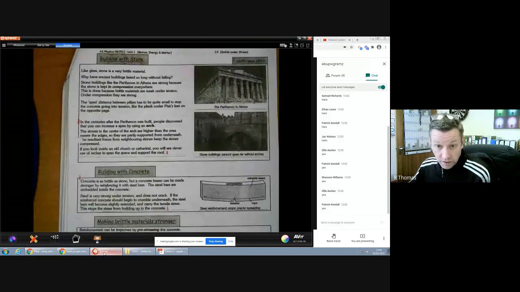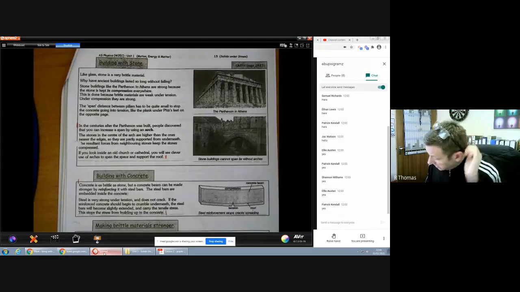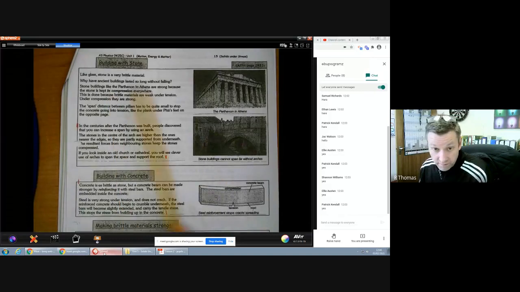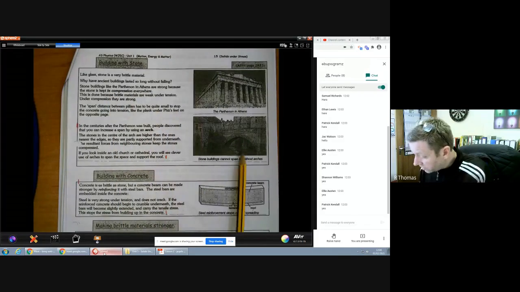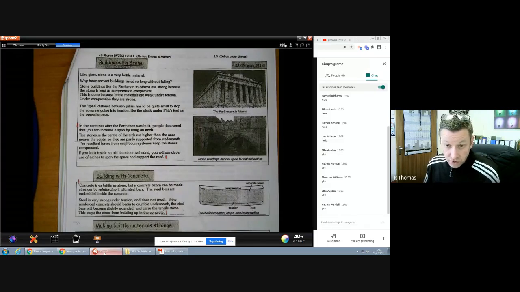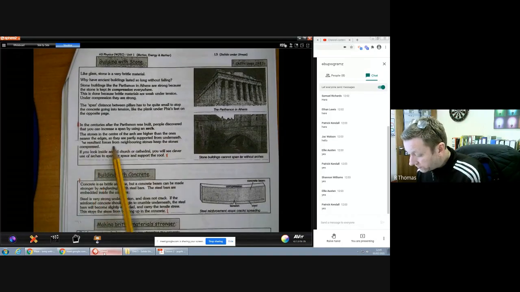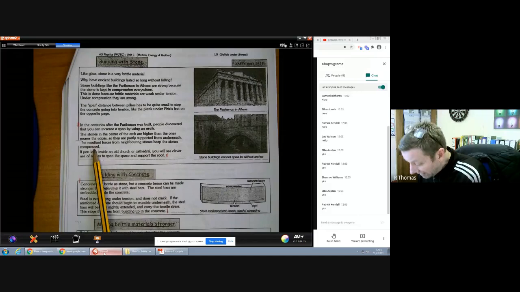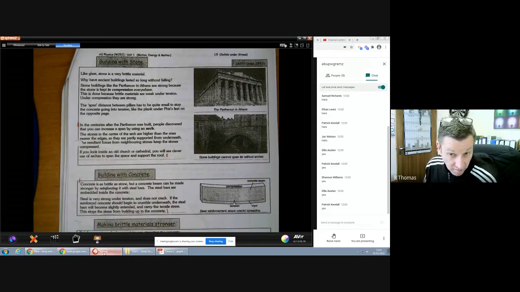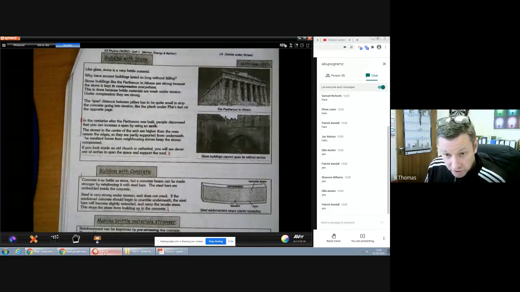Just wanted to quickly talk about the arch structure that I mentioned to you earlier. This is very much worth reading in your own time. You'll see a lot of arches in old buildings like cathedrals, churches, old bridges, and that's to do with the compression force that we spoke about earlier. It says the stones in the center of the arch are higher than the ones nearer the edges, so they are partly supported from underneath. The resultant forces from neighboring stones keep the stones compressed. So that can come up on an exam: why was an arch structure used in old buildings?